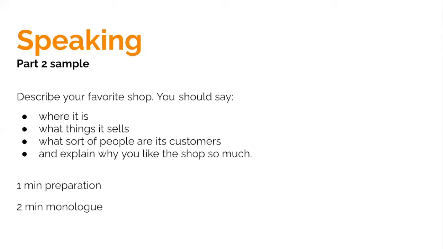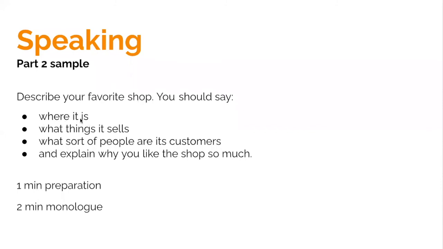Okay, when you're given a topic like this, you can already see that they're asking you about your favorite shop. So this is your topic. You should talk about, for example, a store that you like. And you're given a topic with bullet points: where it is, what things it sells, what sort of people are customers. So guys, usually you can mention all these things. But if you don't, it's not going to be a mistake.